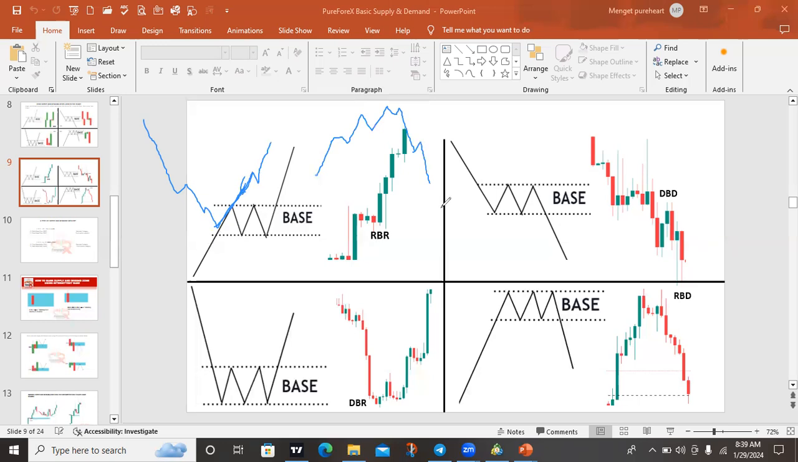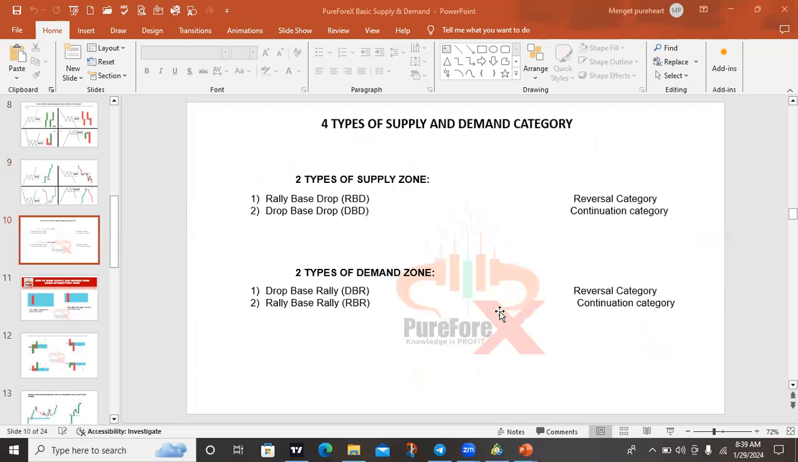So the four types of supply and demand fall under two categories: the continuation category and the reversal category. I hope you are getting my language. Are you there? Yes, sir. Okay. So now let's look at the four. Okay, this is what I was just trying to explain. Four types of supply and demand.